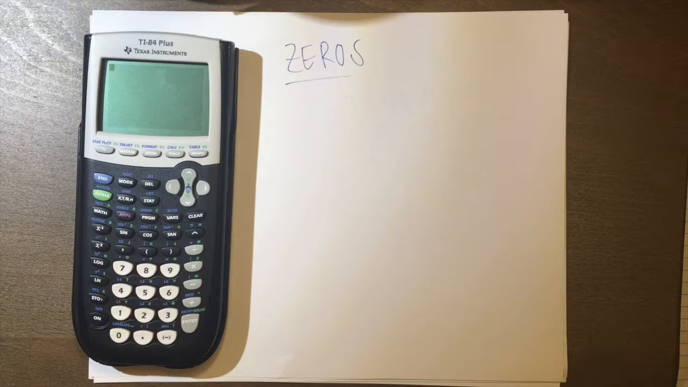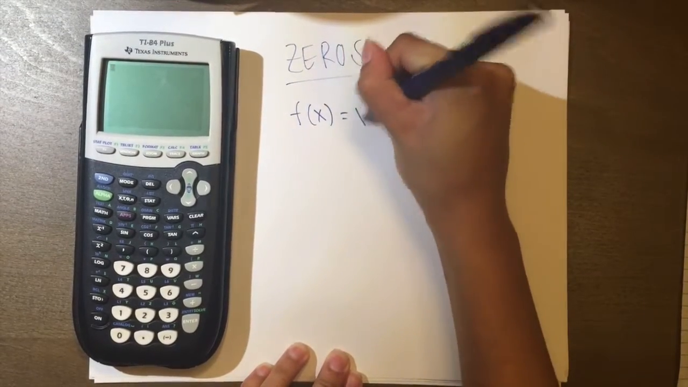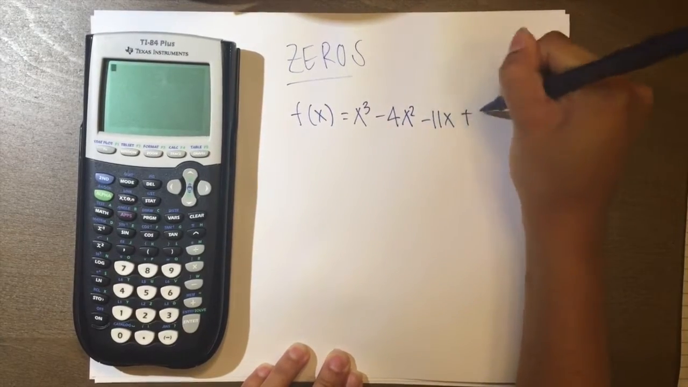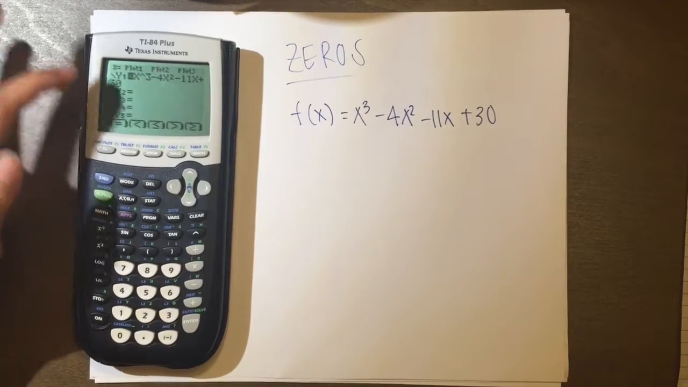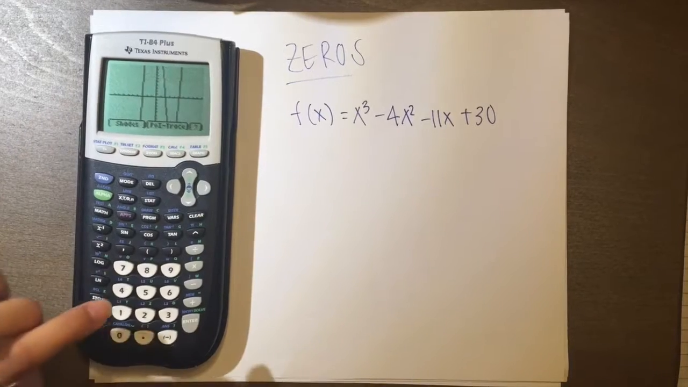Okay, so for this lesson, I will be showing you how to use your TI-84 graphing calculator to find the zeros and points of intersection where two graphs intersect. And first, for the zeros, there are two methods of finding this, and we're going to use the function x cubed minus 4x squared minus 11x plus 30. So what I did is I typed the function into the graph and pressed graph.